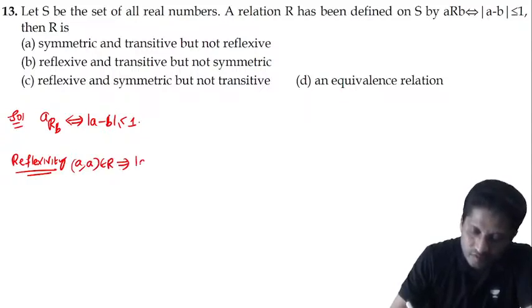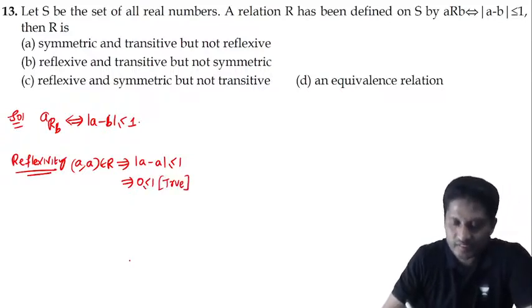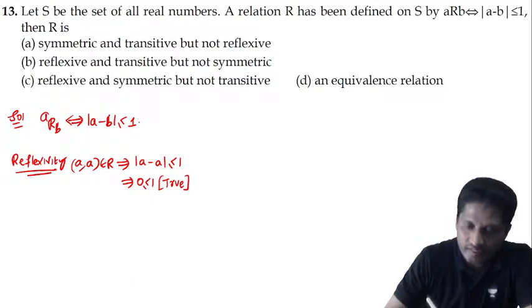Okay, implies that modulus of A minus A is less than or equal to 1. Obviously 0 is less than or equal to 1, which is true. Right, this is reflexive.